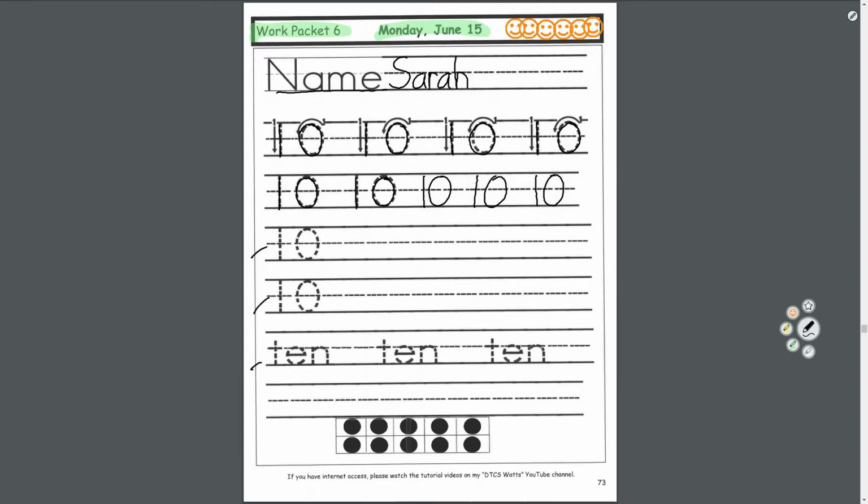And then here, this is how you spell the word 10. T-E-N. I'll follow the lines, cross the T. That one doesn't look very good. I'll fix it on the next one. T-E-N. That's better. 10.